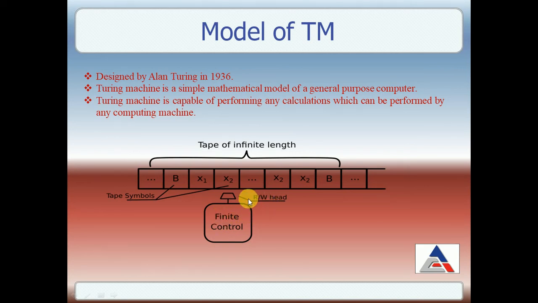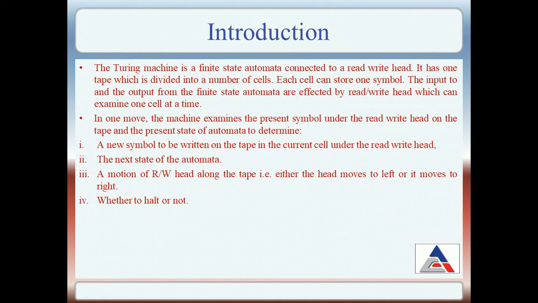So here we have the read slash write head. Remember, in all the previous automata which we have studied earlier, we have only reading, but here a new operation, that is writing, is also attached, right? So the Turing machine is a finite state automata connected to a read write head. It has one tape which is divided into a number of cells. Each cell can store one symbol. The input to and the output from the finite state automata are affected by the read slash write head, which can examine one cell at a time.